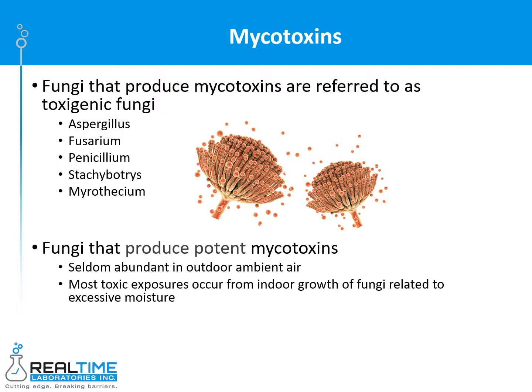Mycotoxins are the substances that are produced from the fungi and are referred to as toxigenic fungi. These are Aspergillus, Fusarium, Penicillium, Stachybotrys, and Myrothecium, and they are the ones that produce the mycotoxins that we're most concerned with. Fungi that produce potent mycotoxins are seldom abundant in an outdoor environment because the wind is blowing them all over, and they also are most toxic when there's toxic exposures in the indoor growth of fungi.